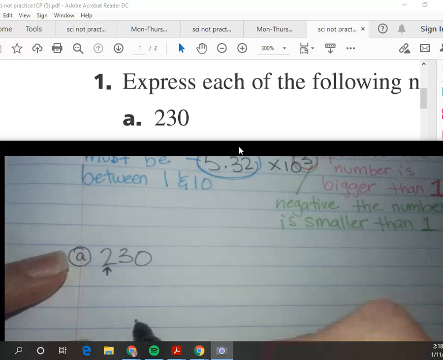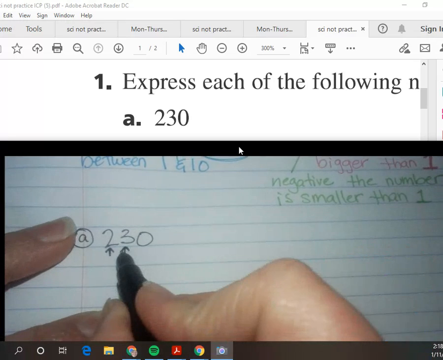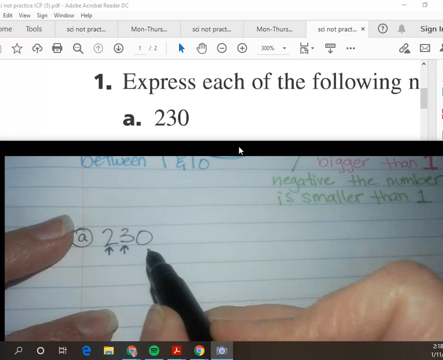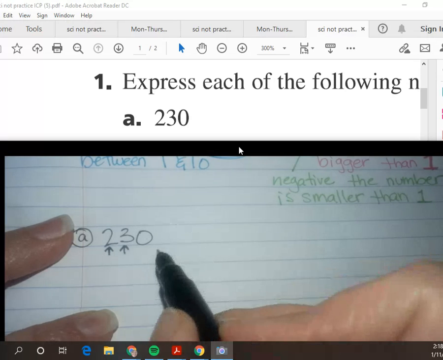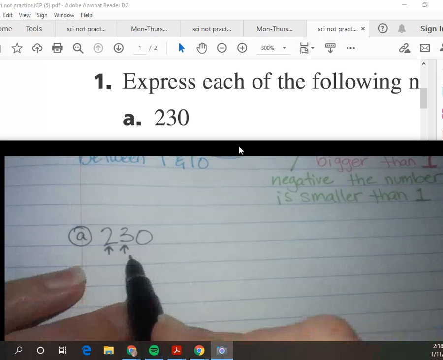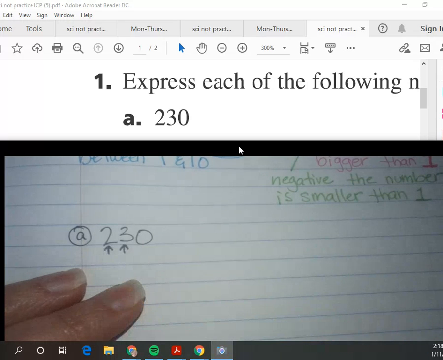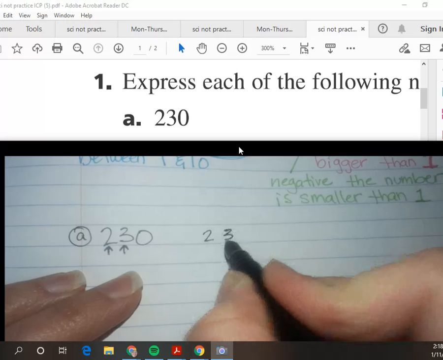What else? The 3, because it is a non-zero digit. Now shake your head. Is the 0 significant here? No, it is not. It is not in the decimal portion. It is just a placeholding 0 that tells us it's 230. So we're only going to have the 2 and the 3 in our answer. All right, so we can go ahead and write that.